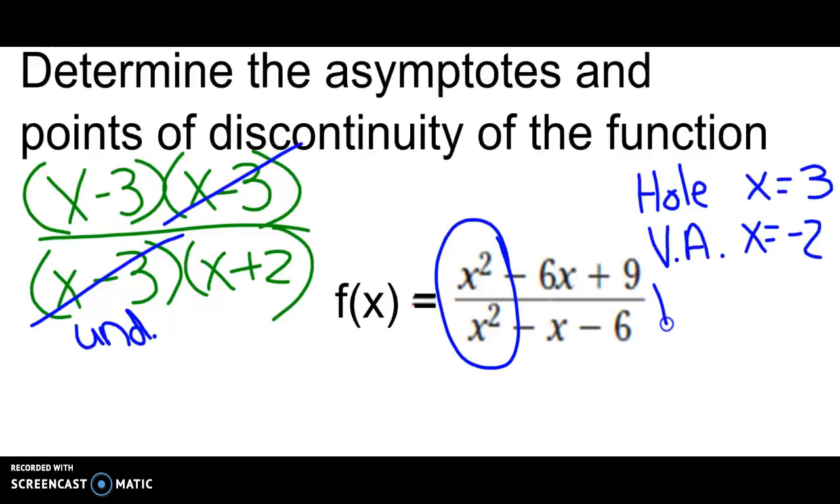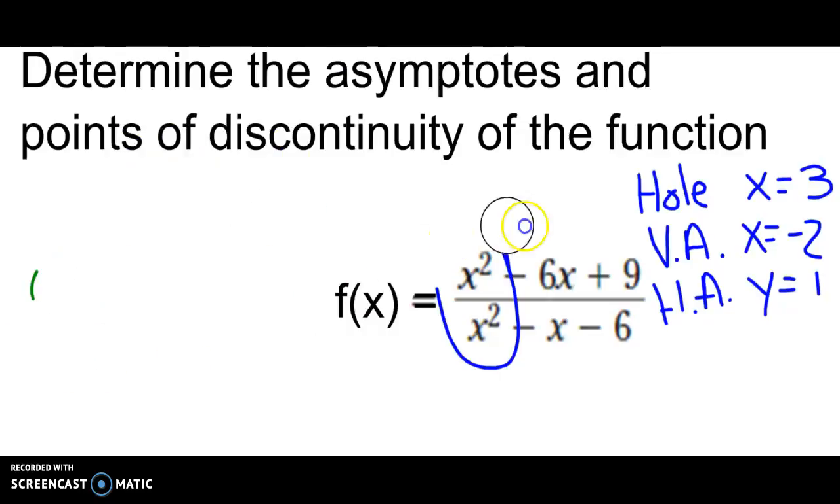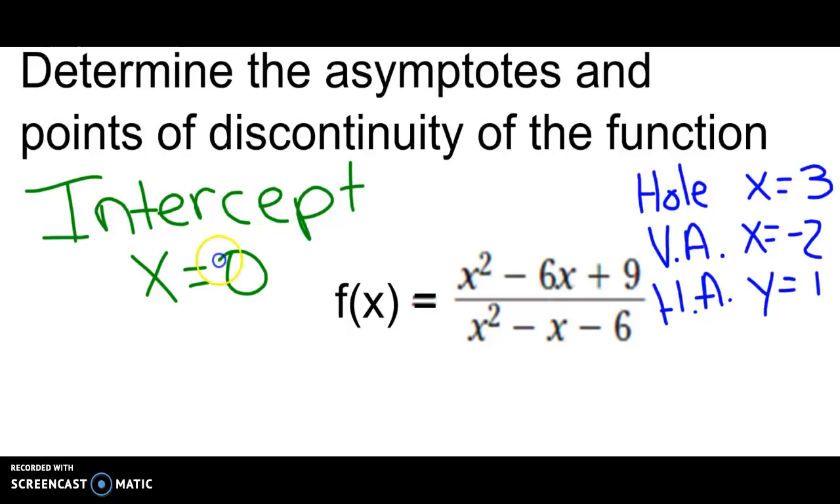X squared divided by x squared is going to be y equals 1. All right, I want to go on and talk about intercepts, because intercepts are important when you want to graph. To find an intercept, I didn't write this down as a rule, but set x equal to 0, and then you're going to find your y-intercept, okay?